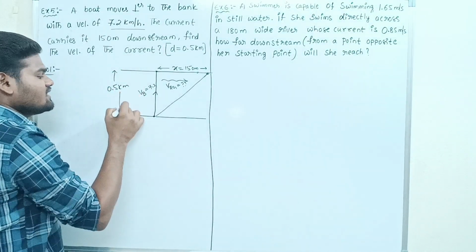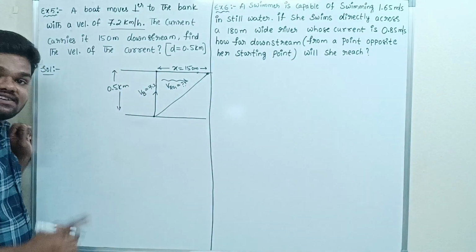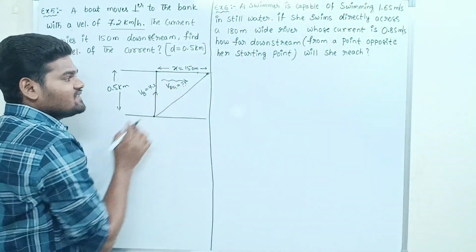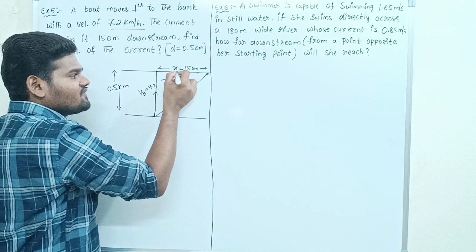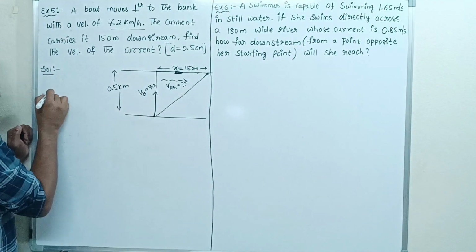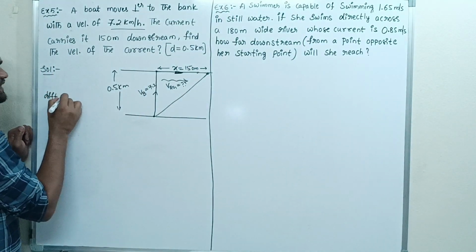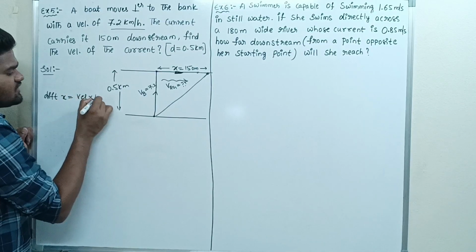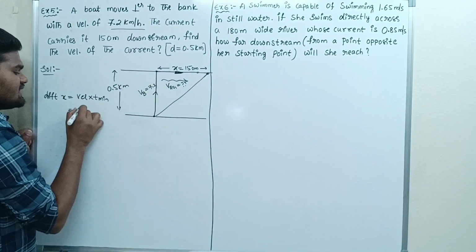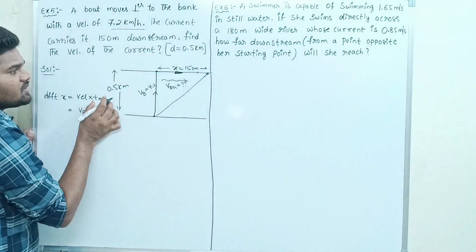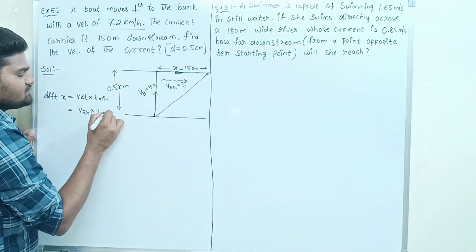So the width of the river is given as 0.5 kilometer. What we have to find is the velocity of river with respect to ground. To find it, we use the formula of drift. What is drift? Drift X is equal to velocity into time minimum. So the velocity of river with respect to ground into T minimum, we have to find.